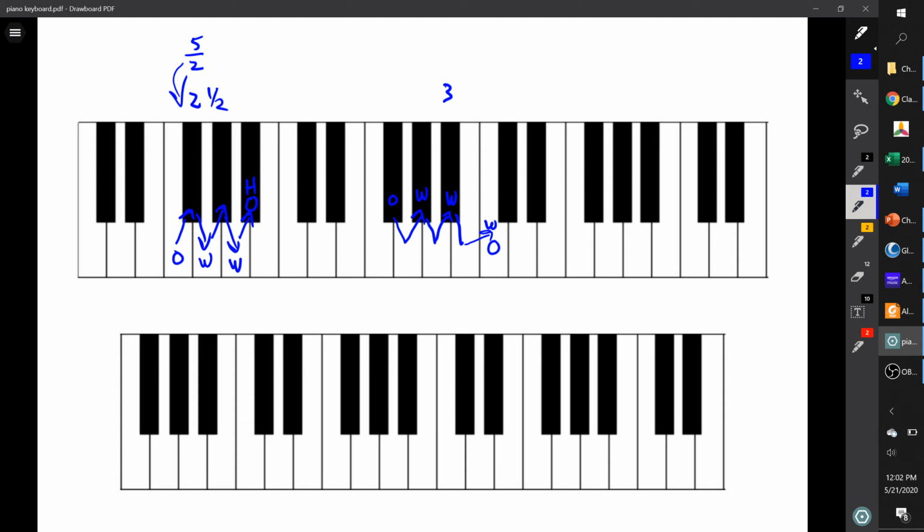And let's see. What if we did from here to here? Okay, let's see what we have. So we have half, half. That makes a whole step. Half, half. That makes a whole step. Half, half. That makes a whole step. And then one more half. So we have 1, 2, 3.5 steps. So that's how to do those.